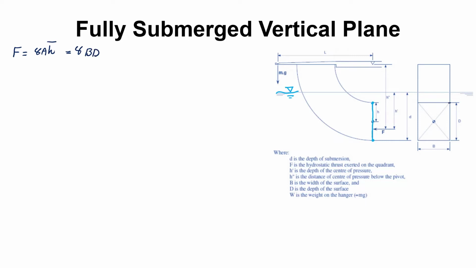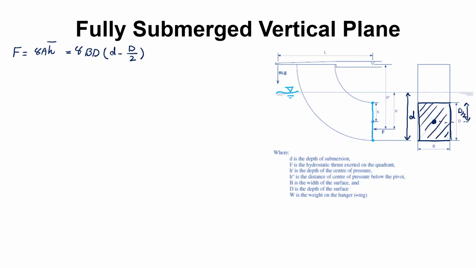So this would be this area this time, and because it's fully submerged, we are going to use capital D times capital B, and then h bar is going to be d minus capital D divided by 2. Obviously the center of gravity is right in the middle of it, and right in the middle of this would be capital D divided by 2, and then d is the distance from the surface of water all the way to the bottom of this flat vertical plane. Okay, so this would be your force.